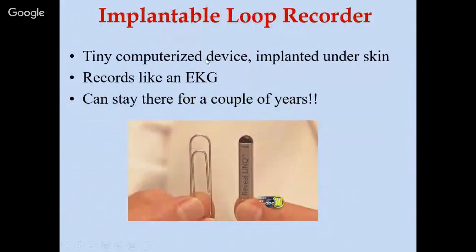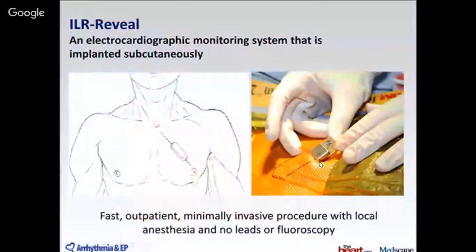Implantable loop recorder. It's a tiny computerized device implanted under the skin. It's like an EKG, and it stays there for a couple years. So look how small that is. It's like a paper clip. Just implanted.